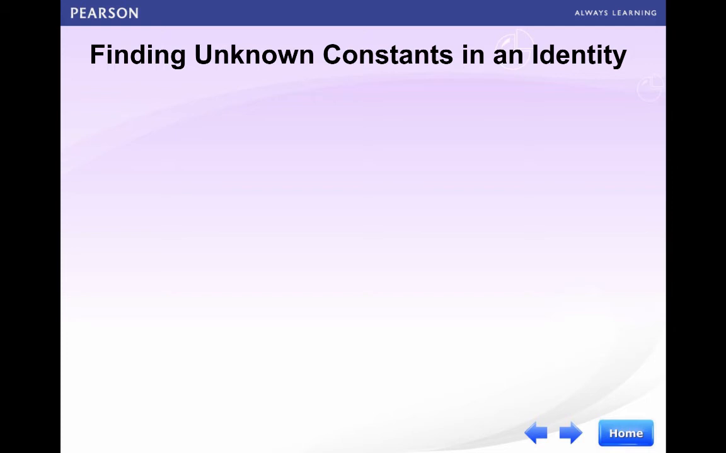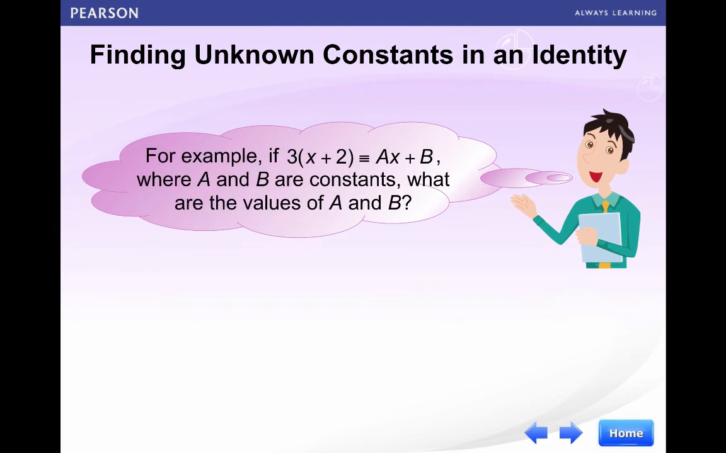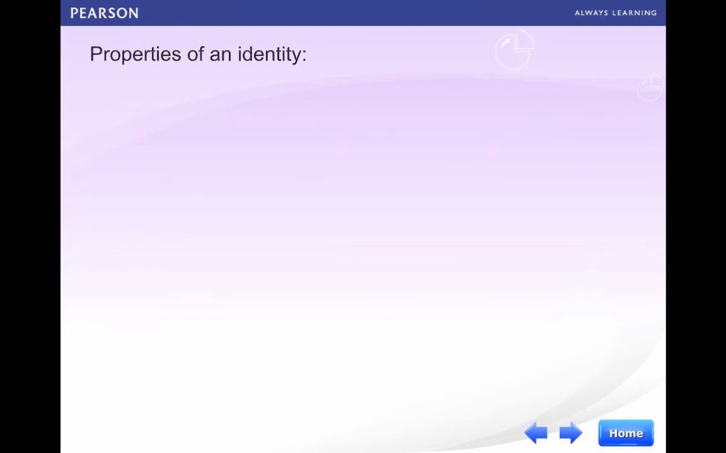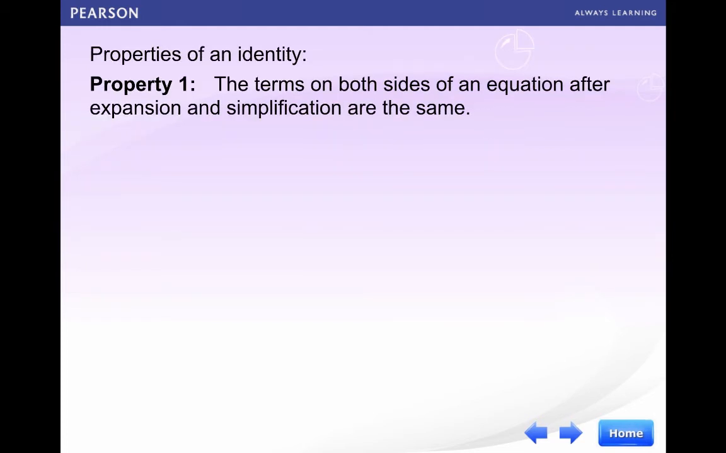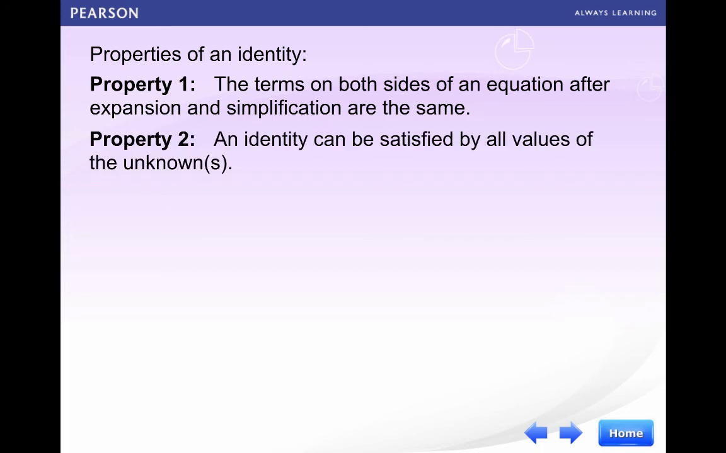So we have to find some constants in an identity. Remember, what is a constant? A constant is not a variable. For example, in this identity, a and b are constants. We can find the value of them. So let's look at this. Property 1 of the identity: the terms on both sides of an equation should be the same. And an identity can be satisfied by all values of the unknown. That means for the variable.